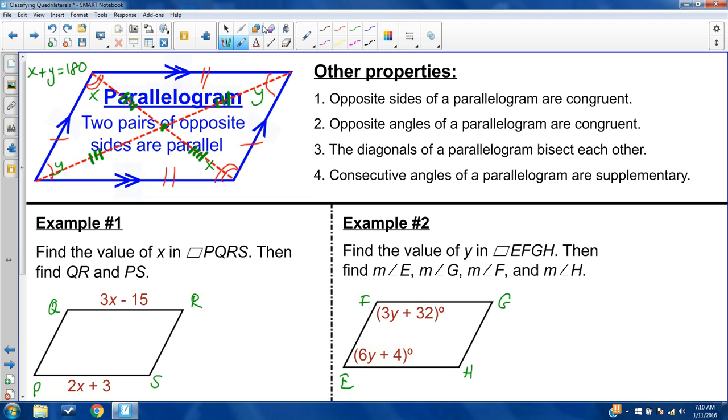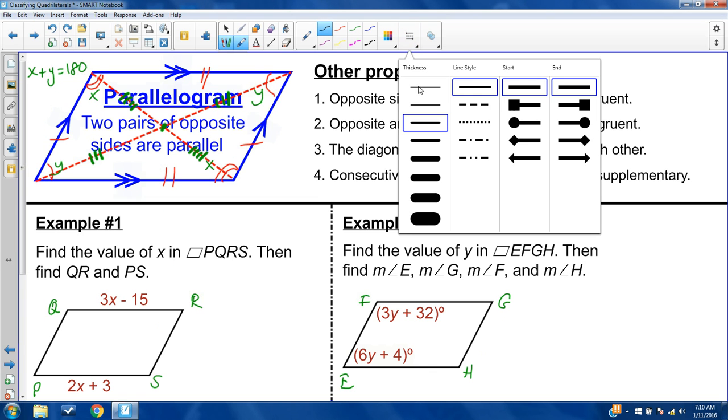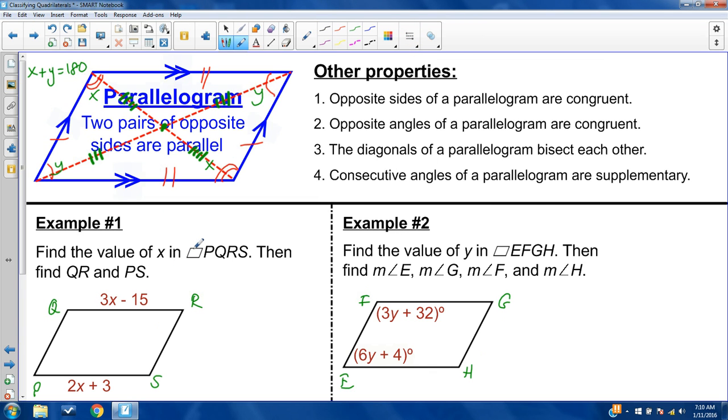Okay, to find x, what you have to do is recognize that they tell you it's a parallelogram. Because of that, you do know a property of a parallelogram, that opposite sides are congruent. So these two lengths are equal, and I can make an equation where they're equal to each other. 3x minus 15 equals 2x plus 3. Subtract 2x and add 15, you'll get x equals 18. So QR is 3 times 18, which is 54, minus 15, which is 39.